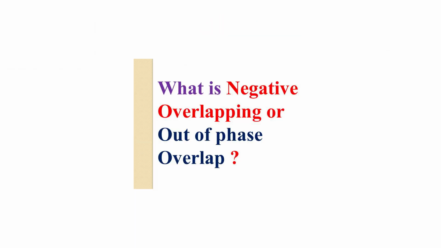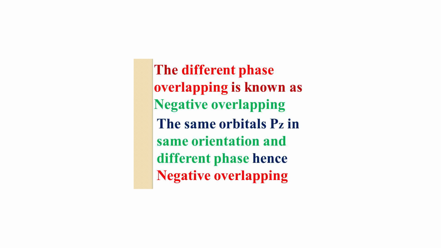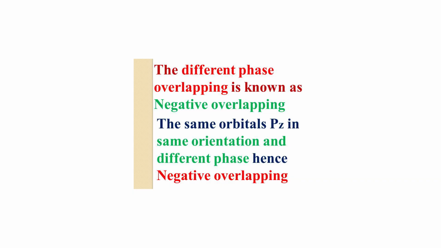What is negative overlapping or out of phase overlapping? See the pictures. The pz orbital overlaps with another pz orbital. That is different phase overlapping. That is positive negative overlapping, known as negative overlapping. The same orbitals pz in the same orientation and different phase. Hence, it is negative overlapping. In positive overlapping, the same orientation and same phase. It is known as positive overlapping, that is positive phase.